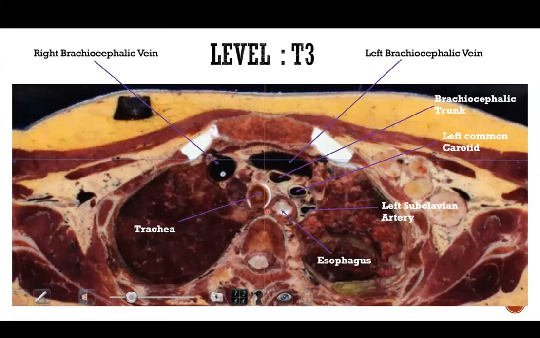It's right next to the vertebra. Okay, and this is the trachea, and you can see the C-shaped cartilage over here. And this is the esophagus. Okay, this image is clear, right?